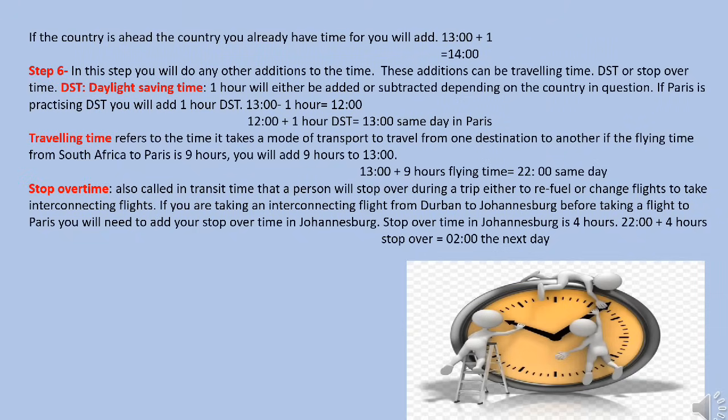Stopover time, also called in-transit time, is the time that a person will stop over during a trip, either to refuel or change flights, to take interconnecting flights. If you are taking an interconnecting flight from Durban to Johannesburg before taking a flight to Paris, you will need to add your stopover time in Johannesburg. Stopover time in Johannesburg is 4 hours. 22 hours plus 4 hours stopover is equal to 2 hours the next day.